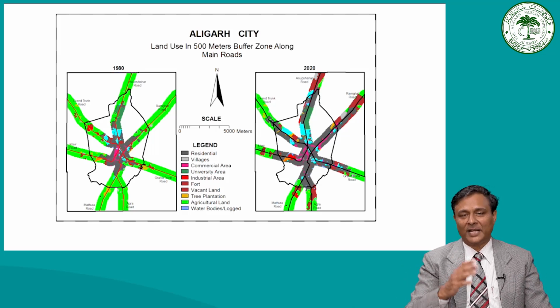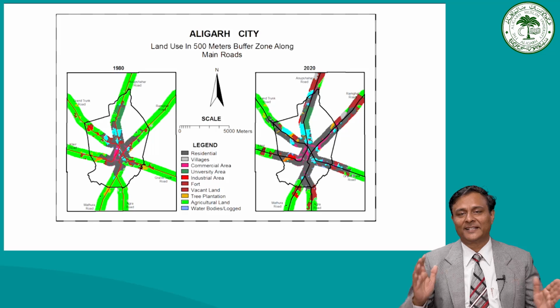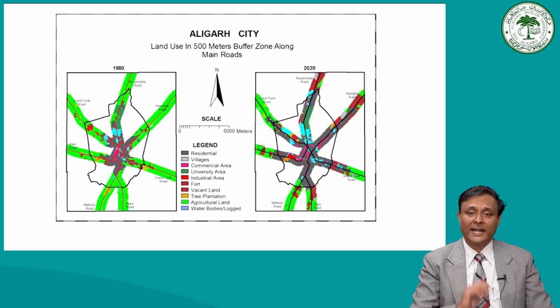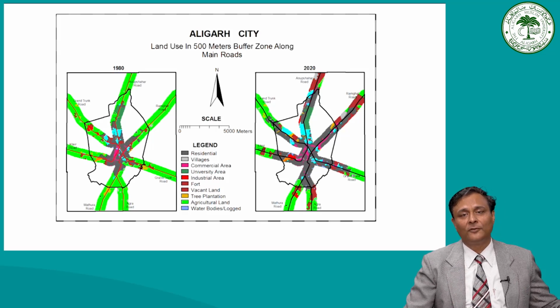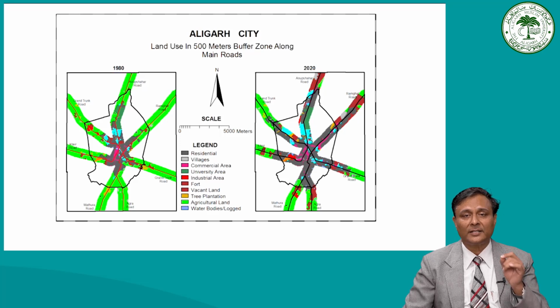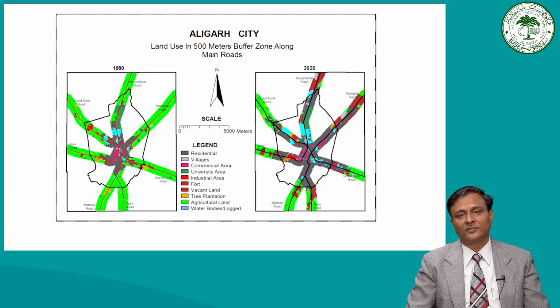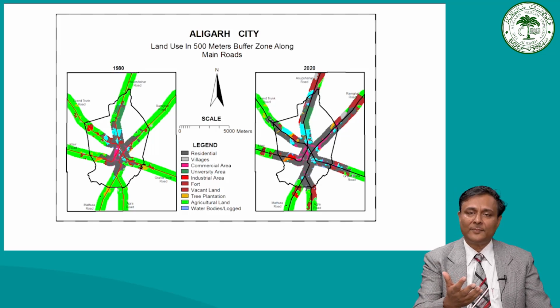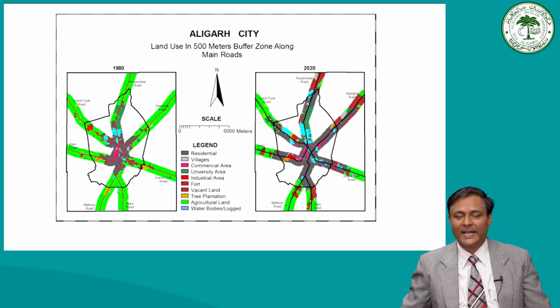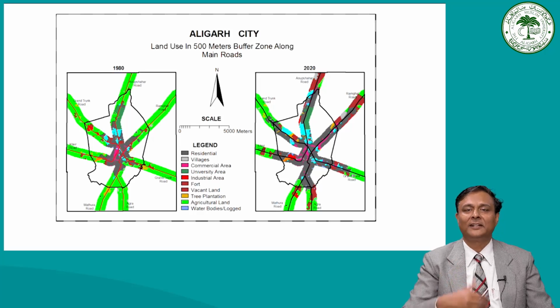So when you do this, you find there are two data sets. One is for 1980, another is for 2020, and it is only about land use. Now we had the land use for the entire city. Out of the same information, we are concerned only with the land use along the roads up to 500 meters on both sides of the road. And we are getting some new information. The same information is drawn in some other way and presented in a different way.